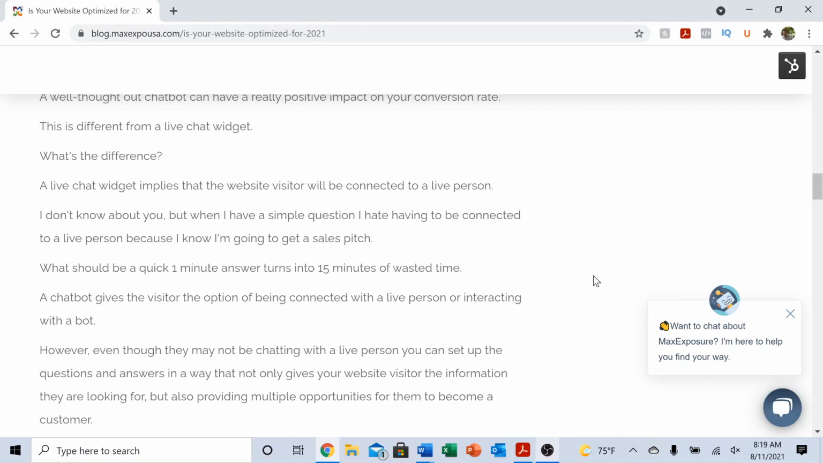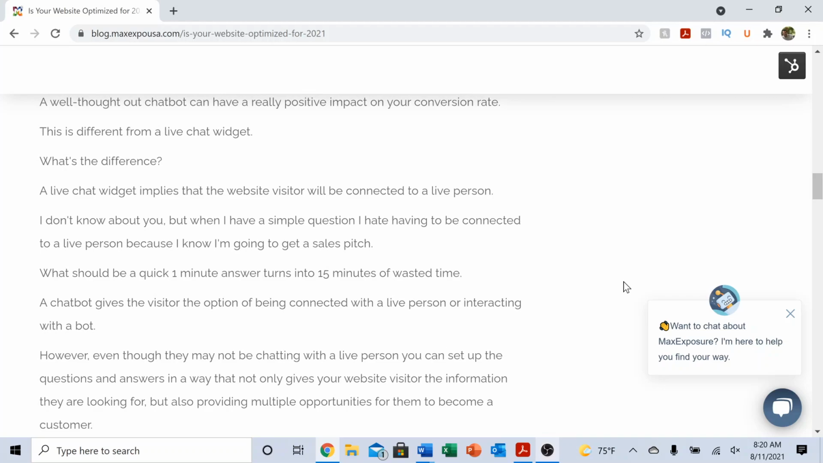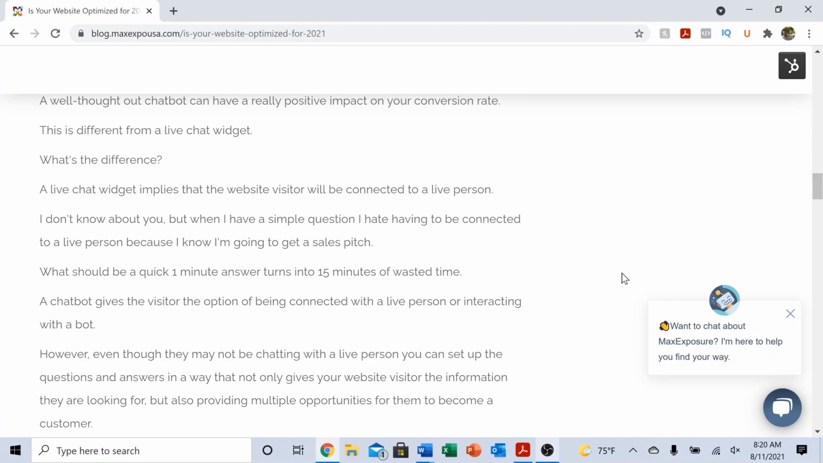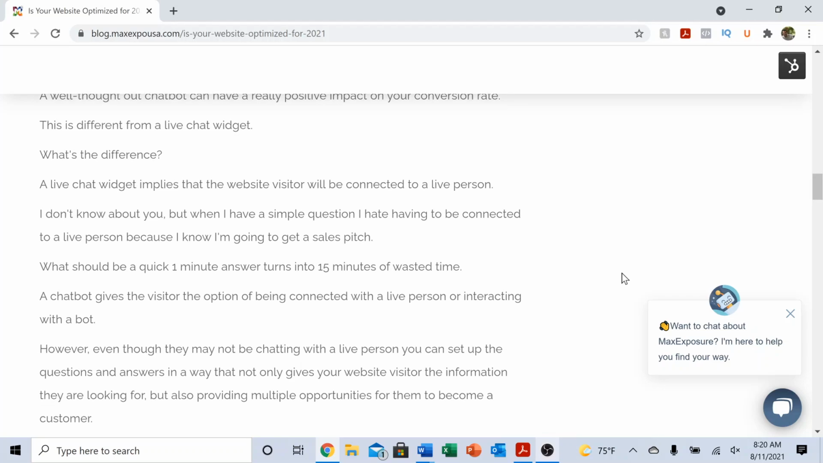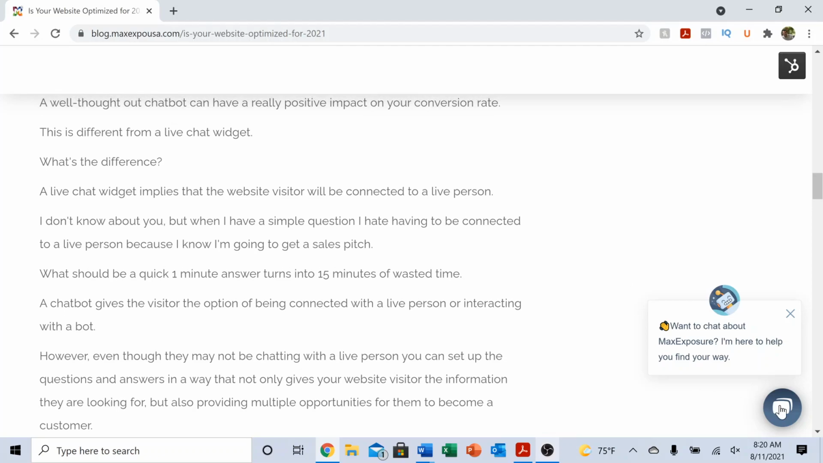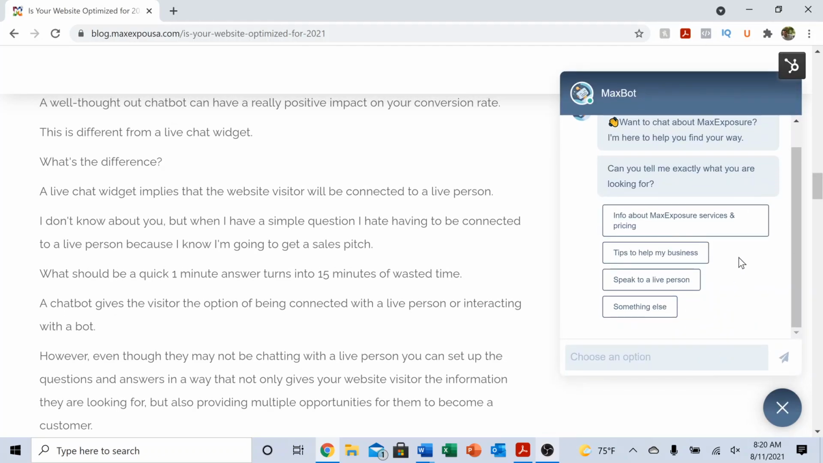I like that after they've spent a few minutes on our website, which means that they're interested in the content of the site. If they're spending a number of minutes on our website, it's a good sign. It means the content is interesting to them. This will automatically pop up and give them some ideas to again move them along a process so they can get more information about our specific services and pricing, if they're interested in tips to help their business, if they want to speak with a live person, or if they have some other question altogether.